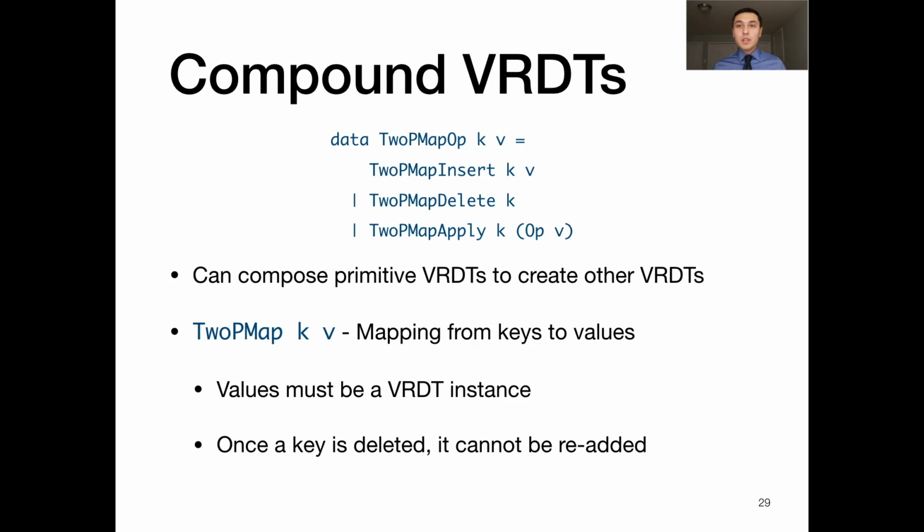For example, we implemented a two-phase map VRDT, which provides a mapping from keys to values. Values must be a VRDT instance itself, and once a key is deleted, it cannot be re-added. At the top, you can see the operations that are available for a two-phase map. You can insert a key or a value, you can delete a key, or you can apply an update to a specific value for a given key.